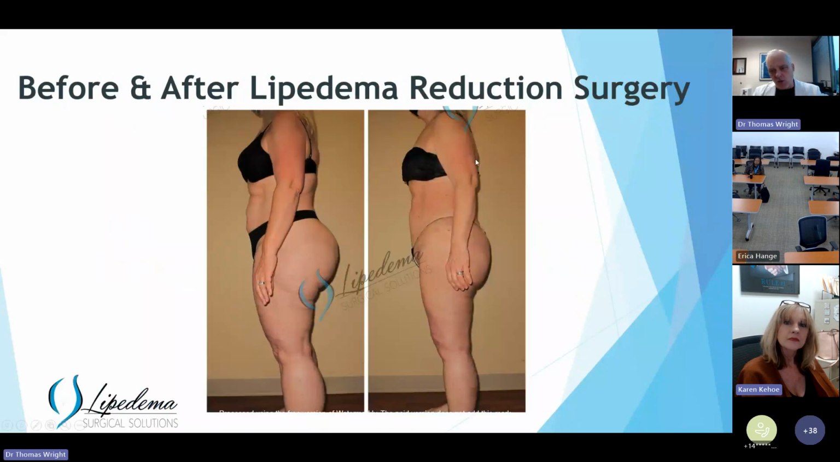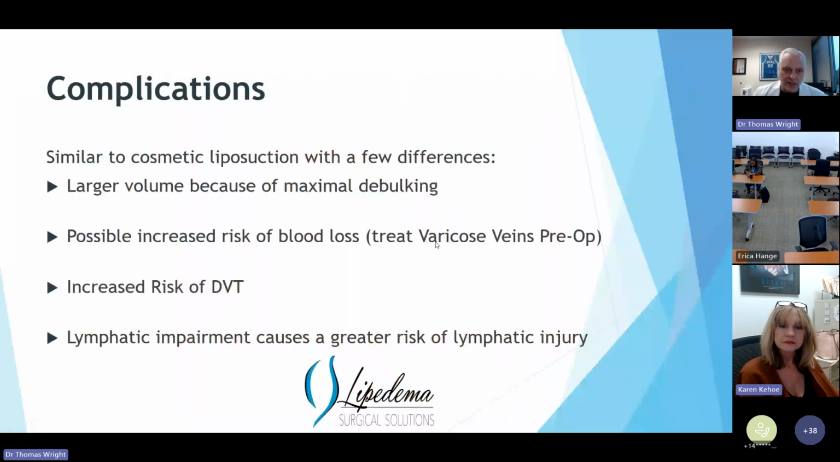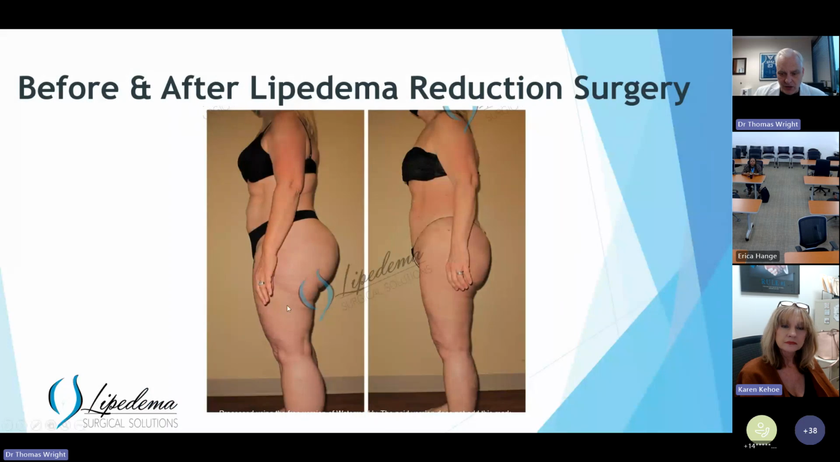And this is just an overall before and after. This lady had several lipedema reduction surgeries. She had one on her thighs and one on her hips and buttocks, and she had her calf done. She had not had her arms done, which she may get in the future.